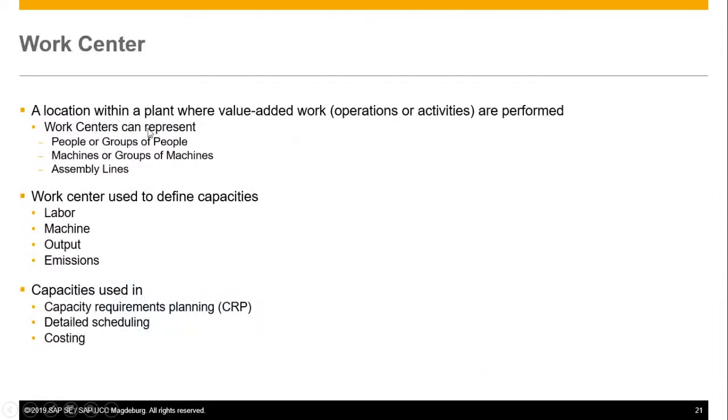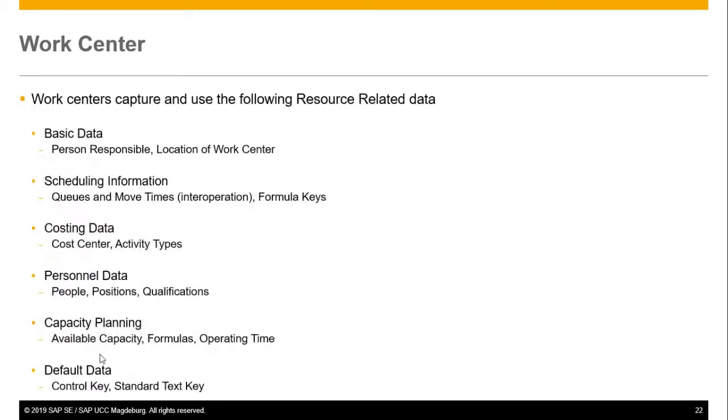What is a work center? A work center is a location within a plant where you do some value added activities. What is in a work center? There could be people or a group doing something, machines or robots, a group of machines or assembly lines. A work center is to define the capacities. Is it labor? Is it a machine? What will be the output? Any emissions, wastage? Okay, capacities used in there. What are the requirements planning? What is the scheduling for each of those people doing their job? And then what would be their costing? Cost of material, cost of labor.